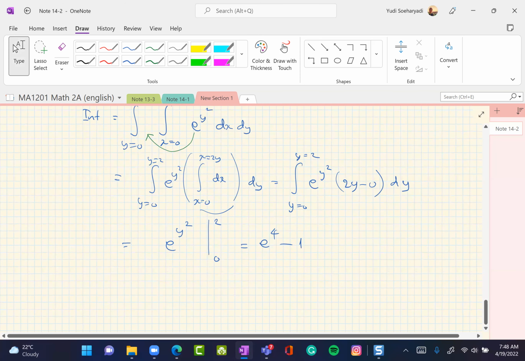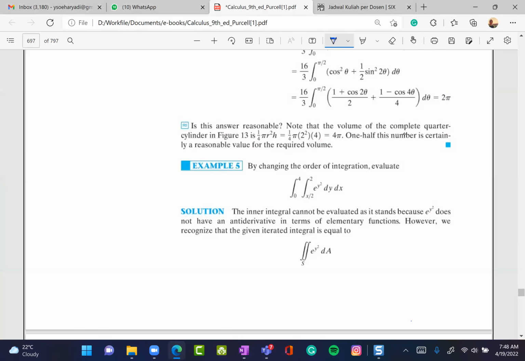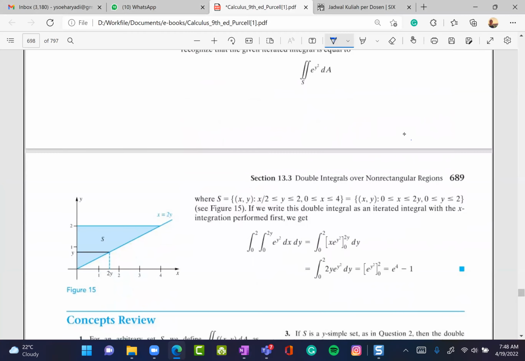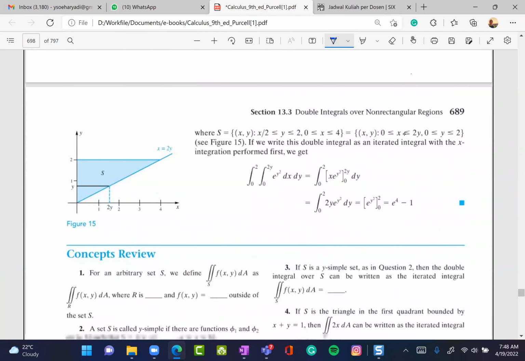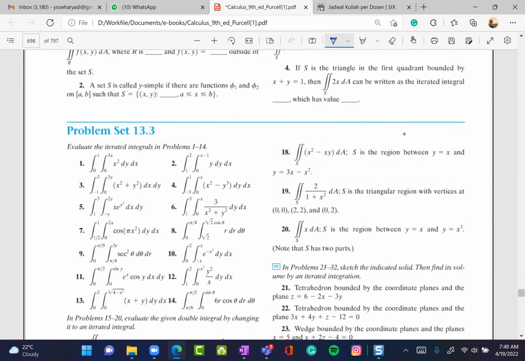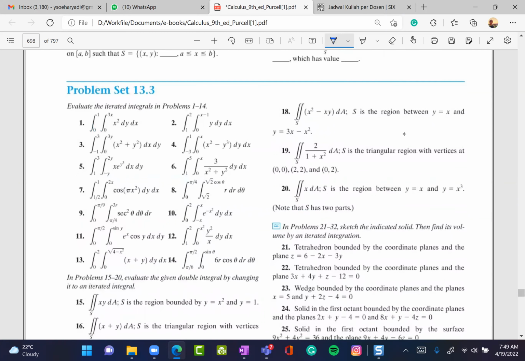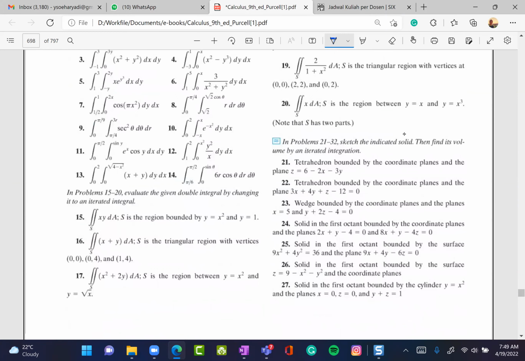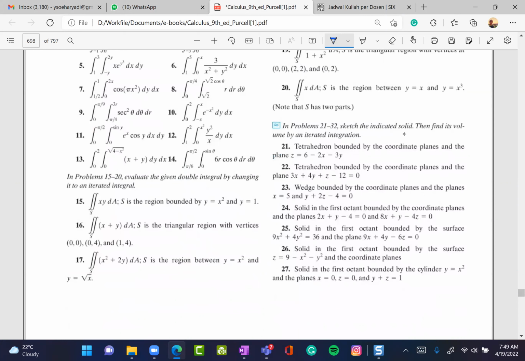Any questions? All right, so let's do some more examples. This one is just evaluating the integrals and getting the result. All right, let's do 16, for example.